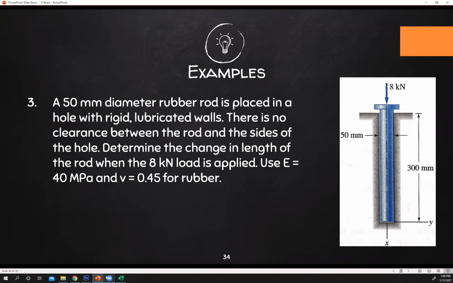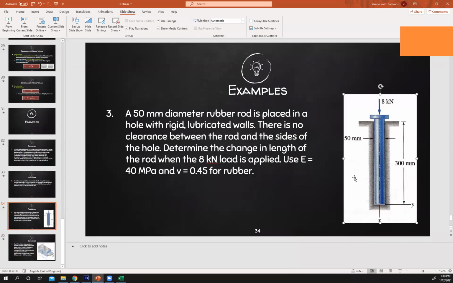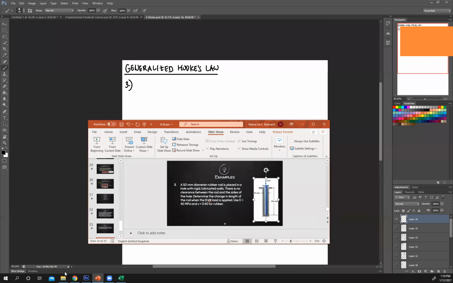So here, usually, the elongation or change in length would have just been finding the deformation. But since there's no space in between the sides, your rod is being restricted. Therefore, its change in length wouldn't be the same were it free moving. So we're going to look for the effect on its change in length when it's restricted like this.